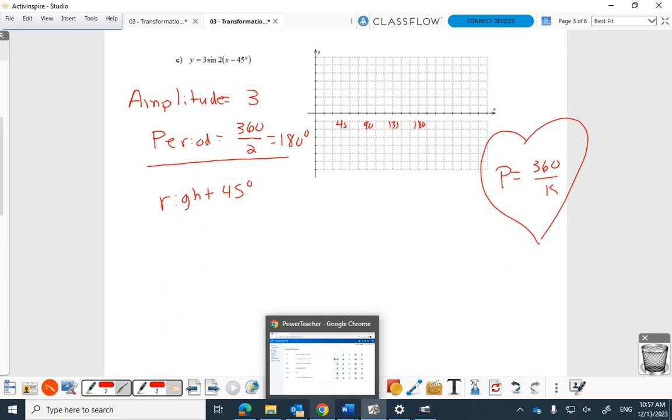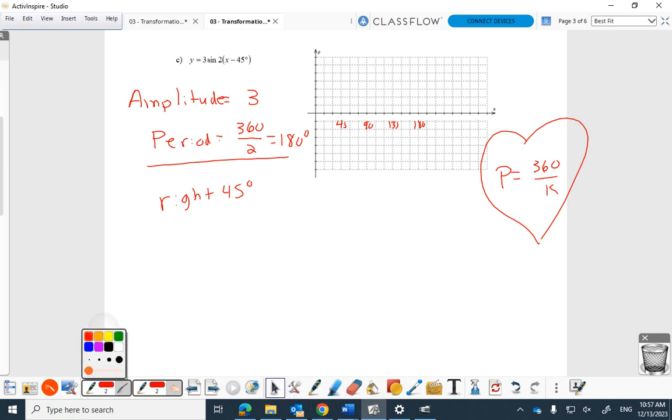And now, as promised, back to orange. Orange to me is supposed to represent you drawing very lightly, just so you can just barely see it. A sine graph that's amplitude 3 but period 180. So that means here, here, here, here, here. Amplitude 3, period 180.